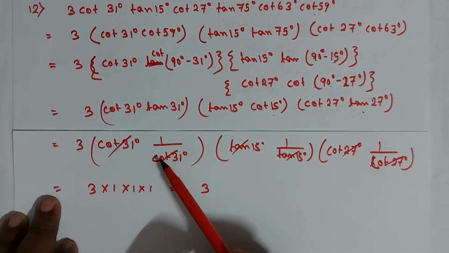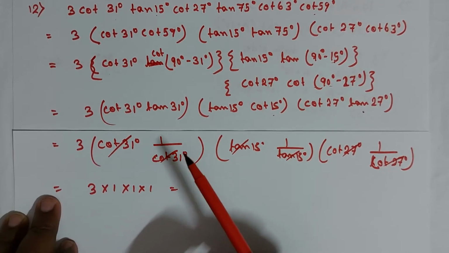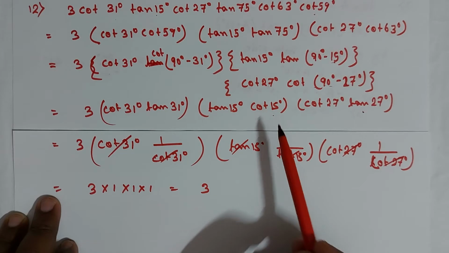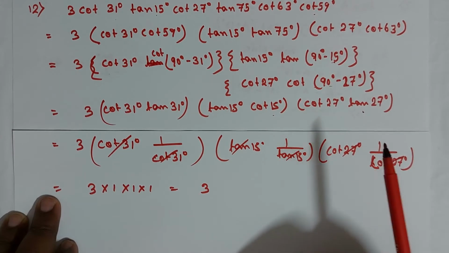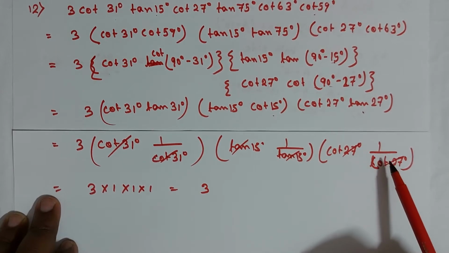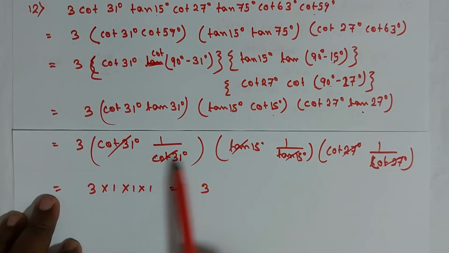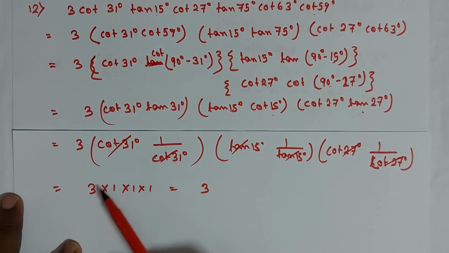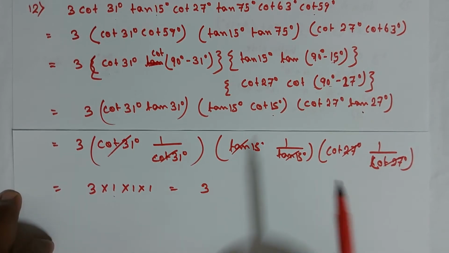Now tan is the reciprocal of cot, so cot 31 into 1 by cot 31. Tan 15, cot means reciprocal of tan, so 1 by tan 15 degree. In this way similarly cot 27 into 1 by cot 27, they will divide each other and the quotient will be 1. So 3 into 1 into 1 into 1, that is 3. Okay, understood? So the next question is question number 13.